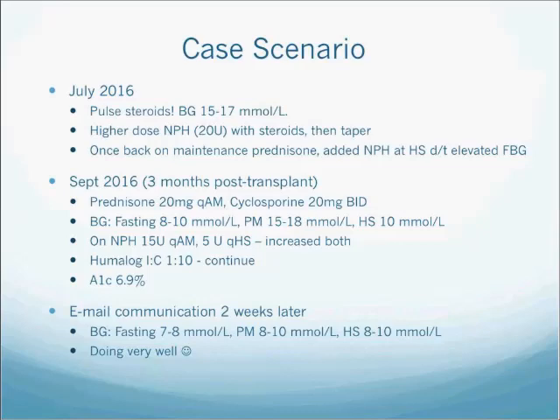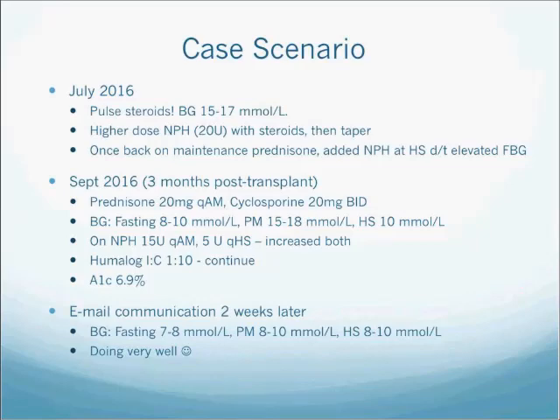She was on an NPH 15 units in the morning and 5 units at night, so we increased both, and then we continued her on a 1 to 10 insulin to carb ratio, and her A1C at this visit was 6.9%.